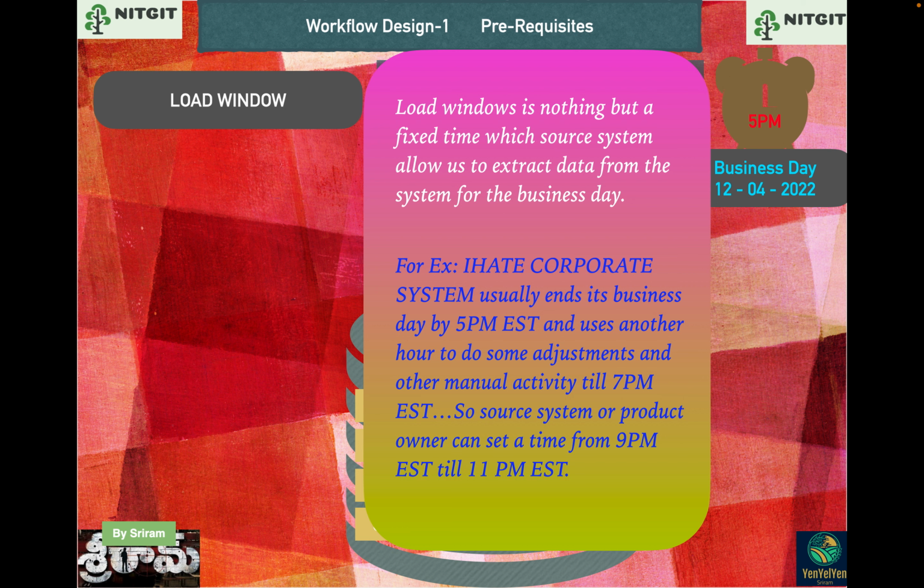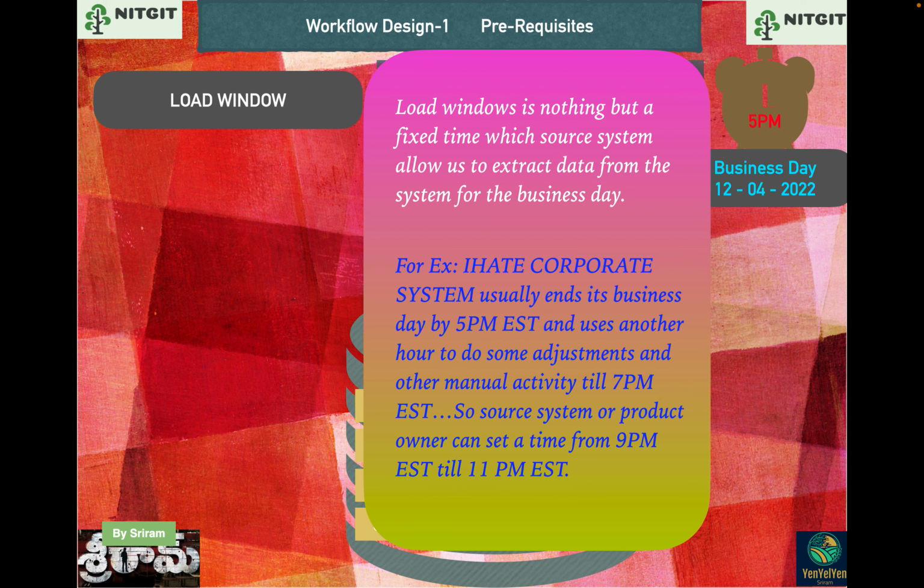Load window is nothing but a fixed time which the source system allows us to extract data from the system for the business day. For example, the IHCS corporate system usually ends its business day by 5 p.m. EST and uses another hour till 6 p.m. They do some adjustments to the transactions, maybe something was done by mistake and they want to adjust it. Other manual activities also happen till 7 p.m. Say they are taking the backup of their database. They don't want to disturb their backup schedule, so they won't allow any system to extract data from there.